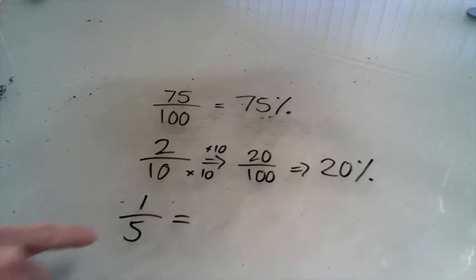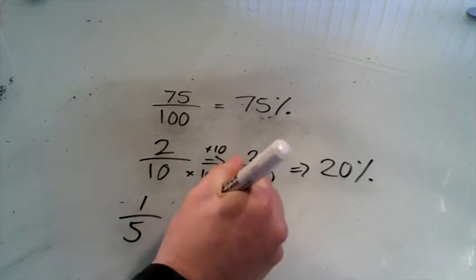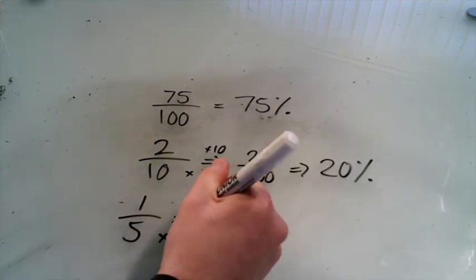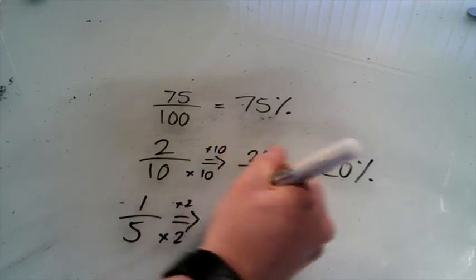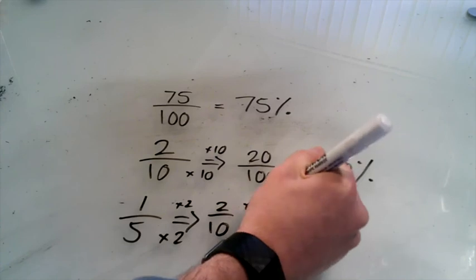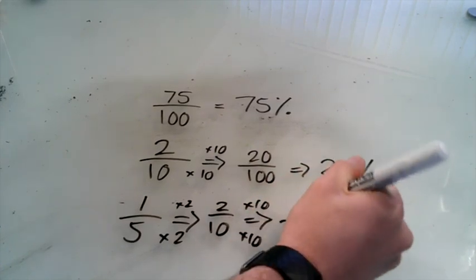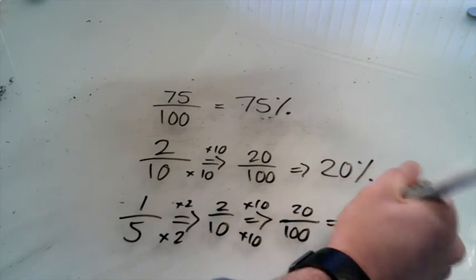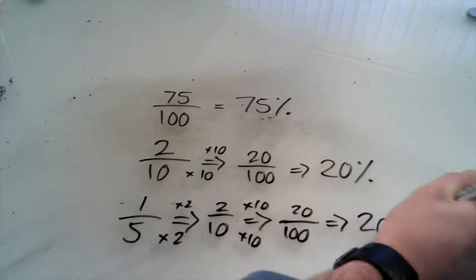And finally, 1/5. So we want to get 100 on the bottom. Now you might have skipped a step, so you might have just timesed it by 20, because that would give you 100 on the bottom. But if we break it down step by step, we're timesing it first by 2 to get 10 on the bottom. Then we're timesing it by 10 to give us 100 on the bottom. So that will give us 20%.